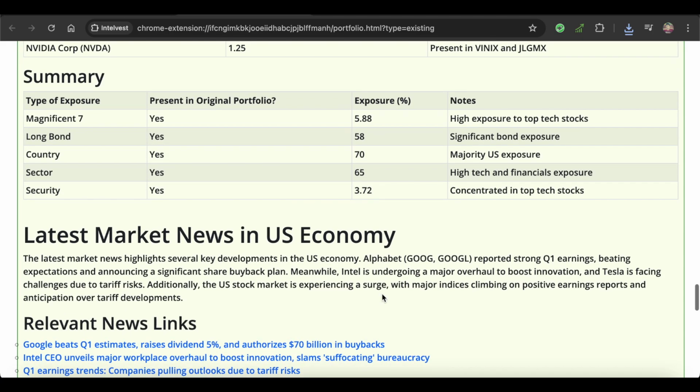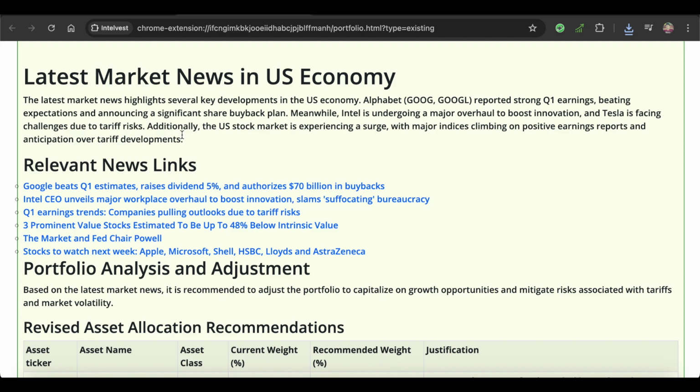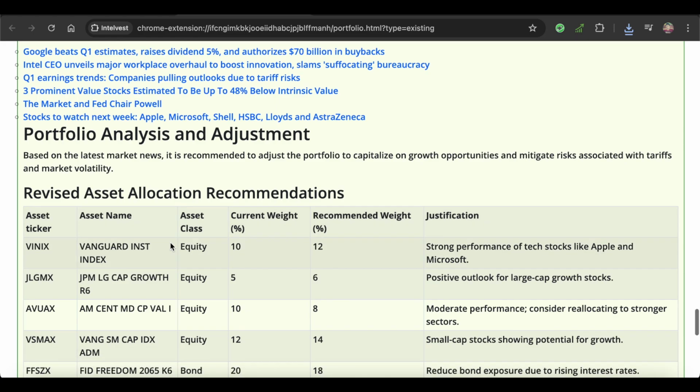Markets don't sleep, and neither does Intelvest. Stay ahead with real-time market news focused on the US economy. You'll not only get the latest headlines but also curated news article links for deeper insights. But here's where Intelvest takes it a step further. Based on the latest developments, our AI recalculates and suggests a revised asset allocation.